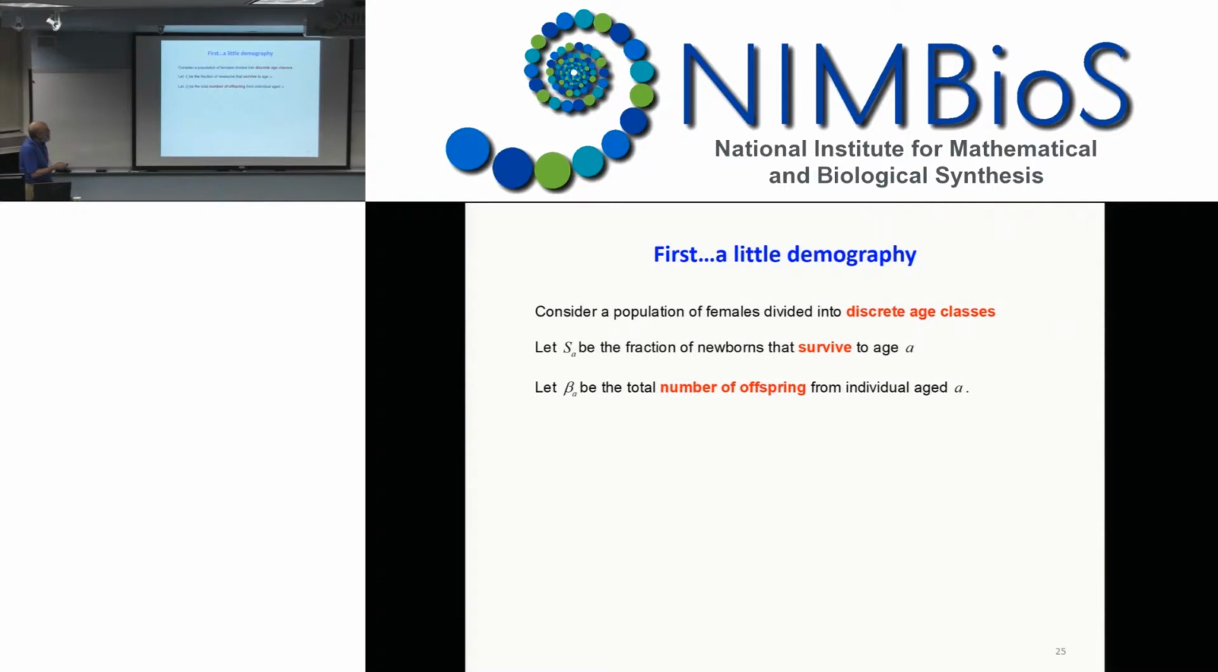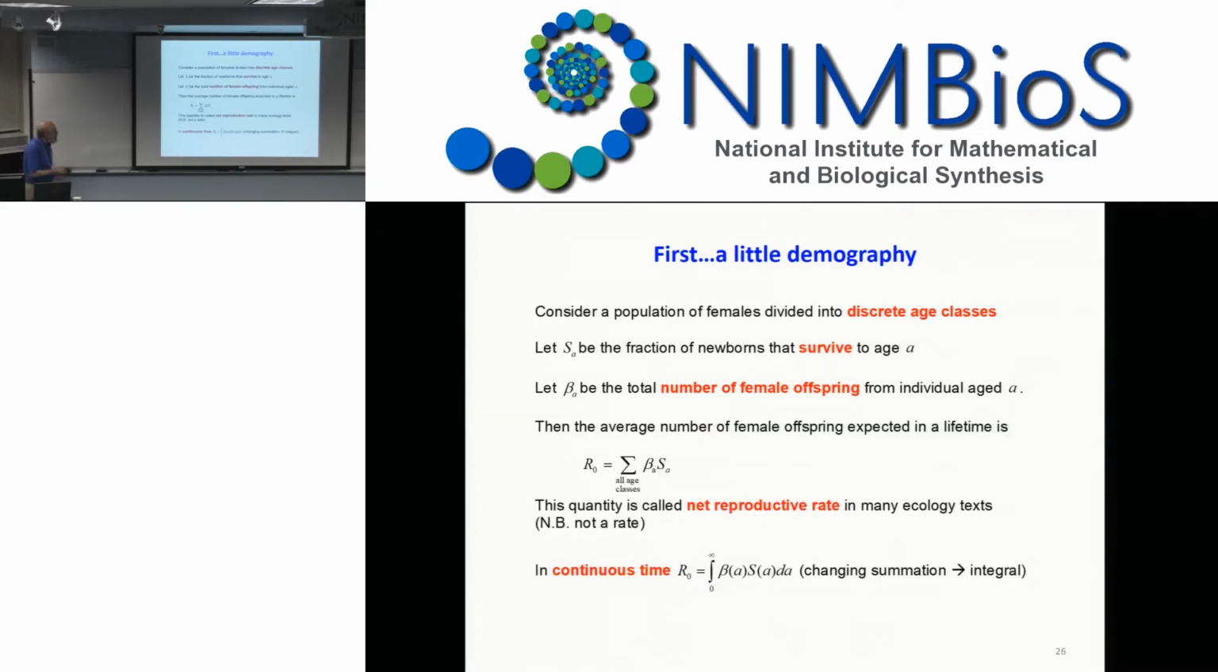You have a population, you divide it into discrete age classes. There's some fraction that survive to a given age. There's a number of offspring. Then the average number of female offspring per female is given by this sum. Essentially, it's a weighted sum of the fecundities associated with all the particular ages.